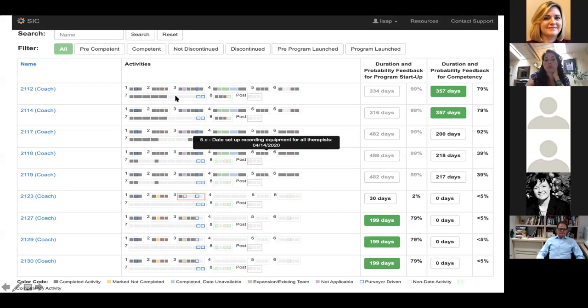So this is what a widget page looks like. Again, this is just a screenshot, it's not live, but if you hover over any of these boxes, it tells you what the activity is, and it tells you the date on which it was completed. You see along the bottom line here that we have the different missing data type codes.